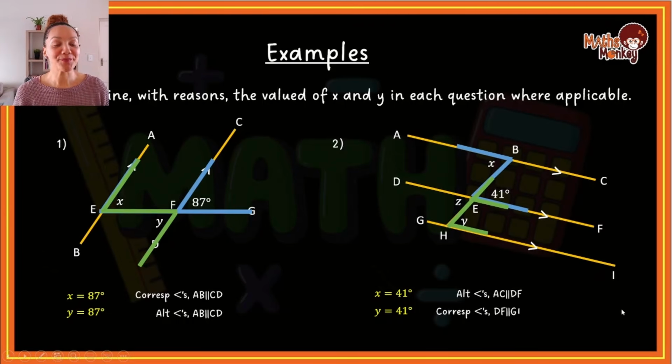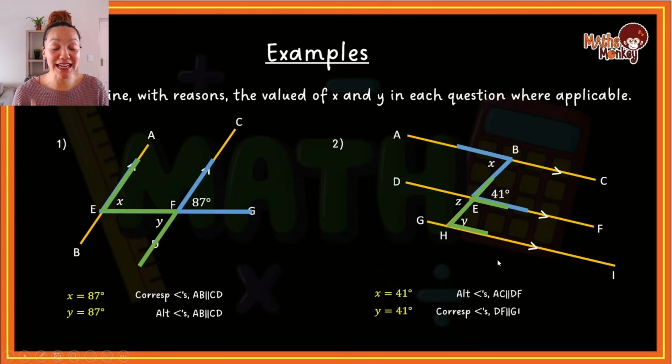Okay, one more. Let's have a look at z. Here for z we can have multiple answers. Okay, so if you look here, do you see that z and x make the F? Here's your F, and both of these are underneath. So z can equal 41 because of corresponding angles. But z can also equal 41 because of alternate angles with y.